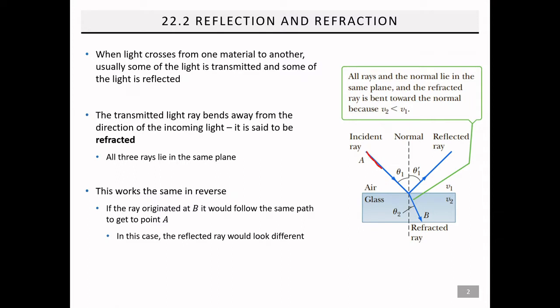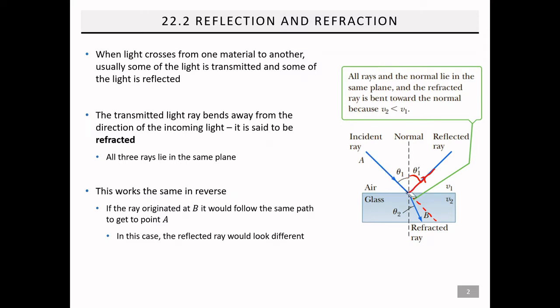So the incident ray here, if it continued on in a straight direction, it would follow that dotted line. But as it passes into the glass, it actually bends a little bit from that path. So some of the incident light on the glass passes through the glass and it gets bent as it passes into the glass, and some of it is reflected. The reflected ray follows the law of reflection that we learned about last time, that theta 1 is equal to theta 1 prime. And the refracted ray is what we're going to learn about today.